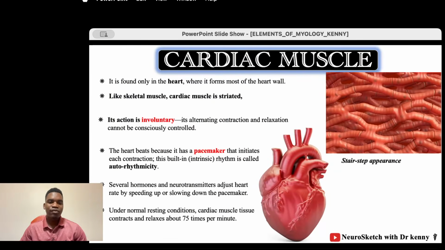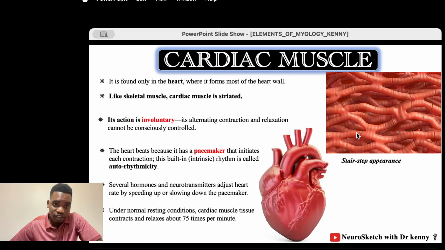So let's move to the cardiac muscle, the second type of muscular tissue. As from the name, cardiac, this muscle is only found within the heart, and it makes up the whole of the heart wall, the muscular wall. The cardiac muscle is also striated. It has also some strips.